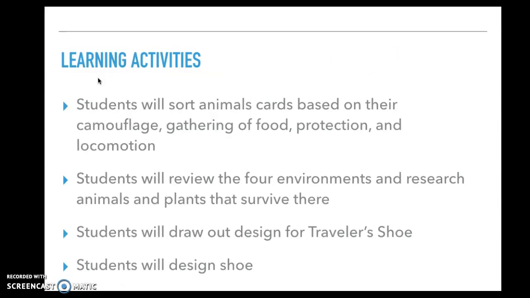Learning activities. Students will sort animal cards based on their camouflage, gathering of food, protection, and locomotion. Students will review the 4 environments and research animals and plants that survive there. Students will draw out a design for a traveler's shoe, and students will design the shoe for the traveler after selecting their environment.